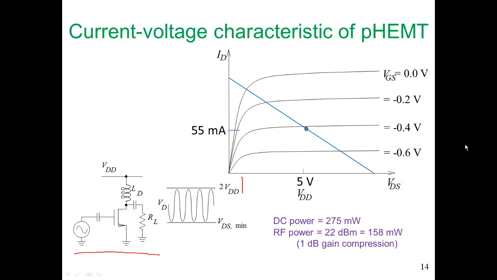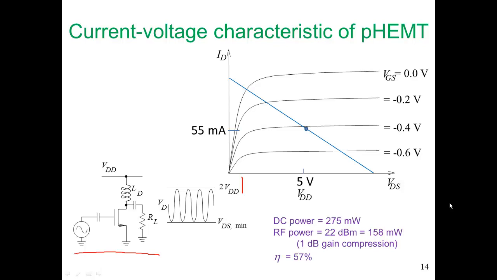If you multiply 55 milliamps by 5 volts, you come up with 275 milliwatts. And we can compare that to the RF power. The vendor said that the RF output power was typically 22 dBm when we had 1 dB gain compression. So 22 dBm is 158 milliwatts, and when you divide the RF power by the DC power, you come up with an efficiency of 57%.